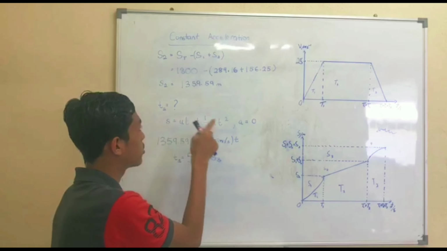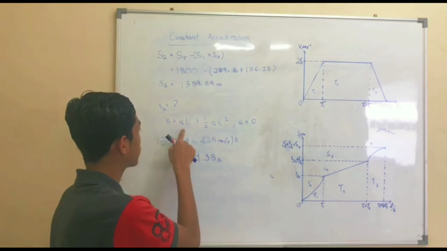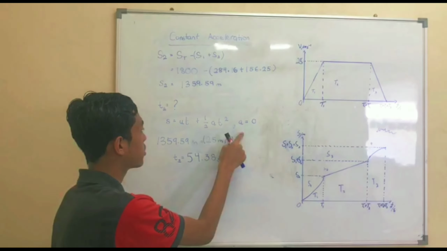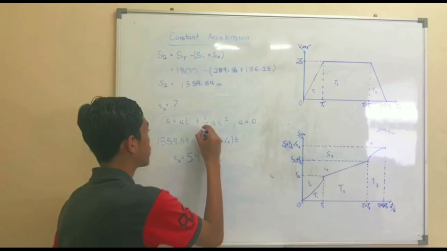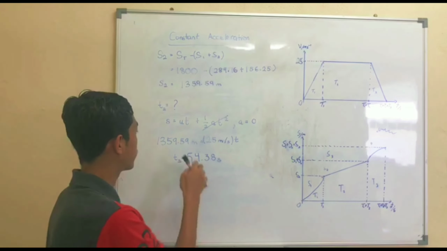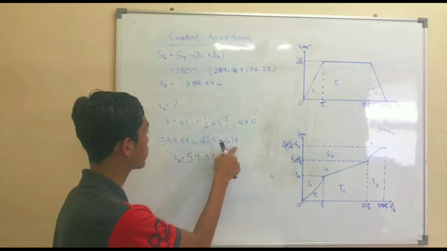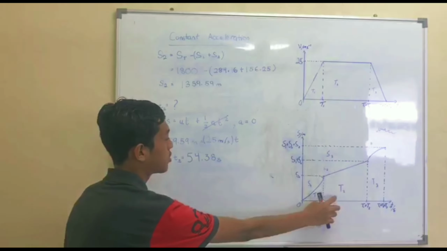Then we want to get the duration of the constant speed. We use the formula S equals ut plus half at squared. But in this equation, a is equal to 0 because the speed is constant, so we cancel that term. We substitute the value: 1359.59 equals 25t. So we get T2 equal to 54.38 seconds. Okay, back to you.